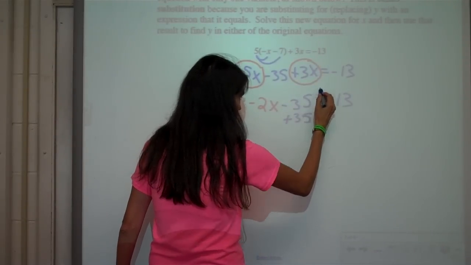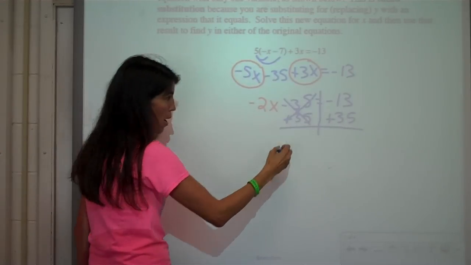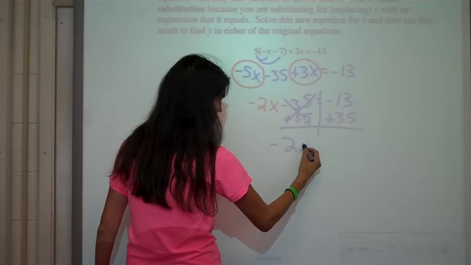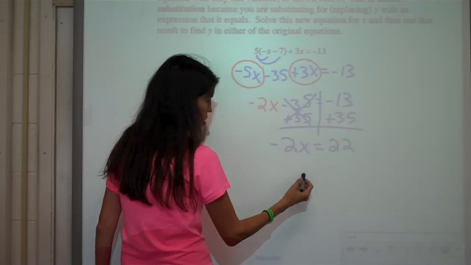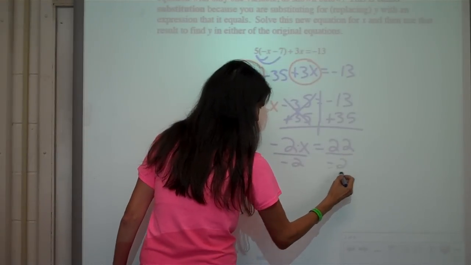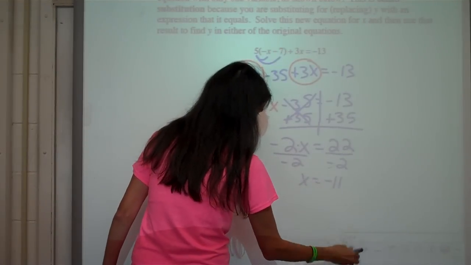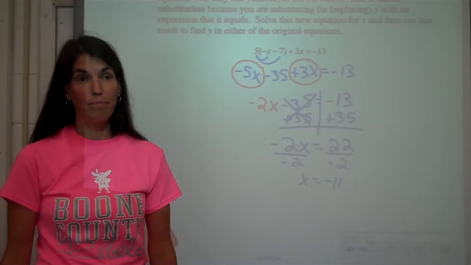Add 35. Add 35 to both sides. If you add opposites, you get 0, which is kind of the point. 35 minus 13 is 22. To undo times negative 2, you divide by negative 2. Did you get x equals negative 11? I'm pretty impressed if you did.